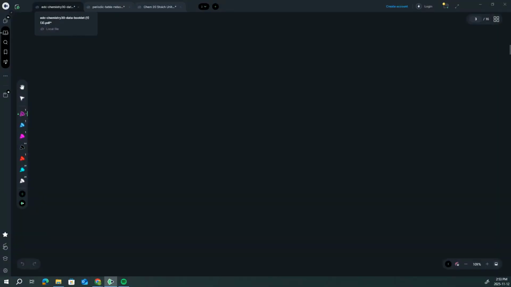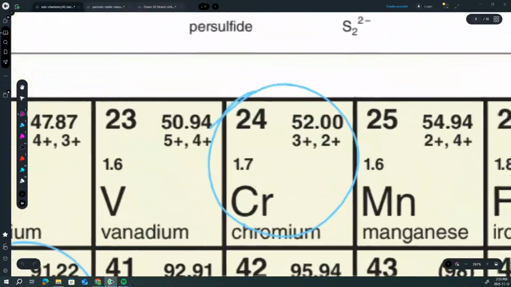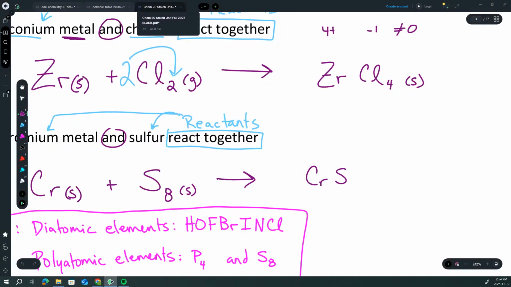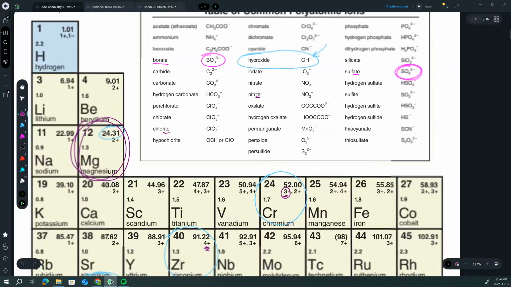Now chromium, if we take a look at it on the periodic table, it is a multivalent metal, which means that it has more than one possible charge. So the question is, okay, which one do we use? Do we use 3+ or 2+? So if the question does not specify, you're always going to use the more common charge, which is going to be the first charge mentioned. Okay, so we are going to assume that chromium has a 3+ charge, and then for sulfur, let's take a look at it.